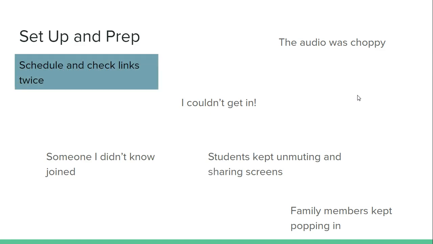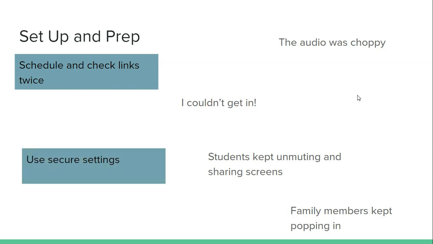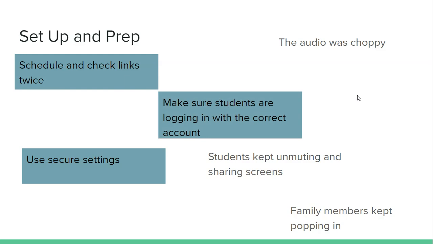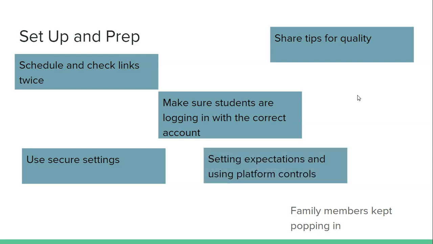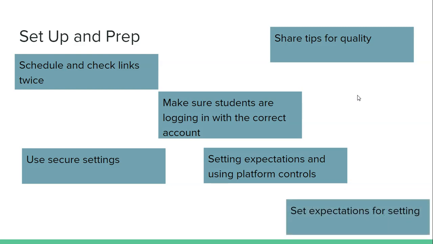It's important that you schedule and check your links twice before sending them out to your students. Use secure settings in your calls. Make sure students are logging in with the correct account and they're not trying to log in on a sibling account or a parent account. Share tips for sound quality and practice them with your students. And set expectations and use platform controls within Google Meet, and set expectations for settings while students are on video calls.